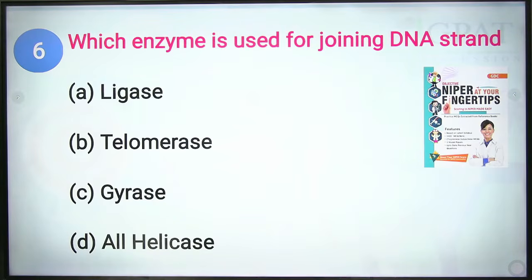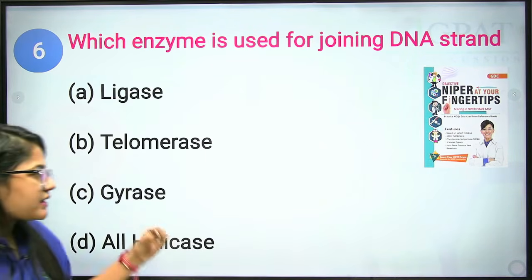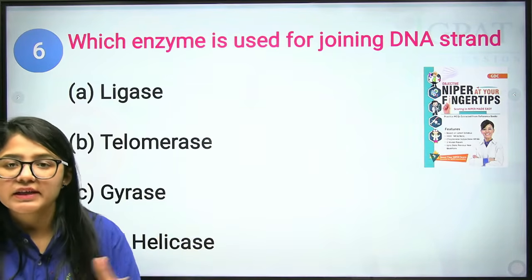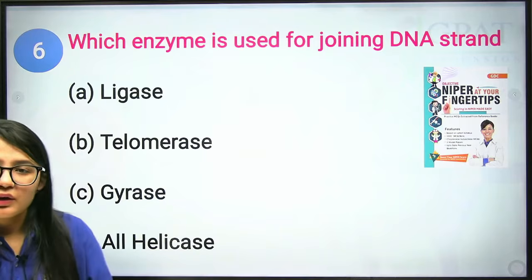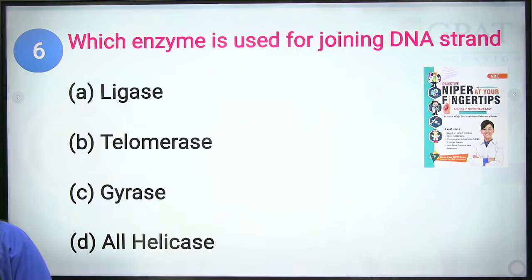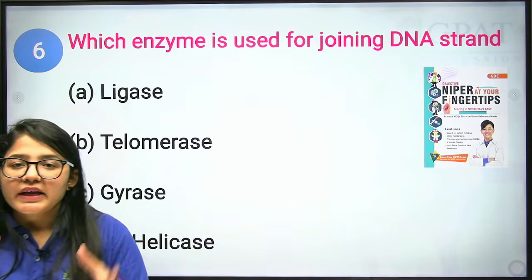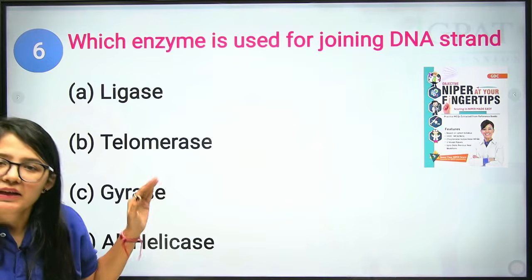Now the sixth question: which enzyme is used for joining DNA strands? First is the ligase. Ligase, lysis, lyase: these two words represent the breakdown of a bond, or breaking of anything. But ligase means that it joins the DNA fragments. So the correct answer will be ligase.